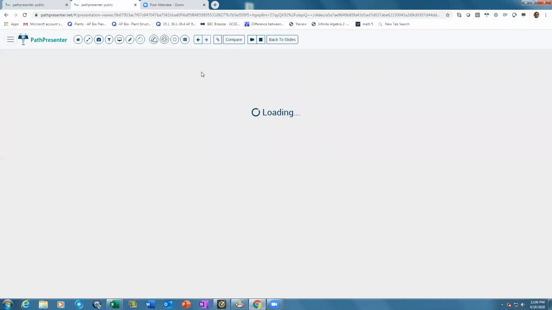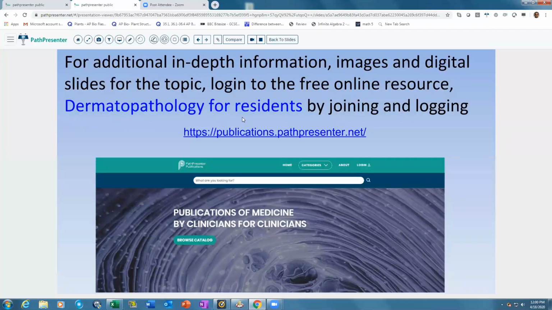So I think that was the last diagnosis. If you want to see additional images for each of these diagnoses, you just go to publications.pathpresenter.net. Go to this free online resource, Dermatopathology for Residents, and you'll see multiple digital slides and multiple clinical images for each entity.